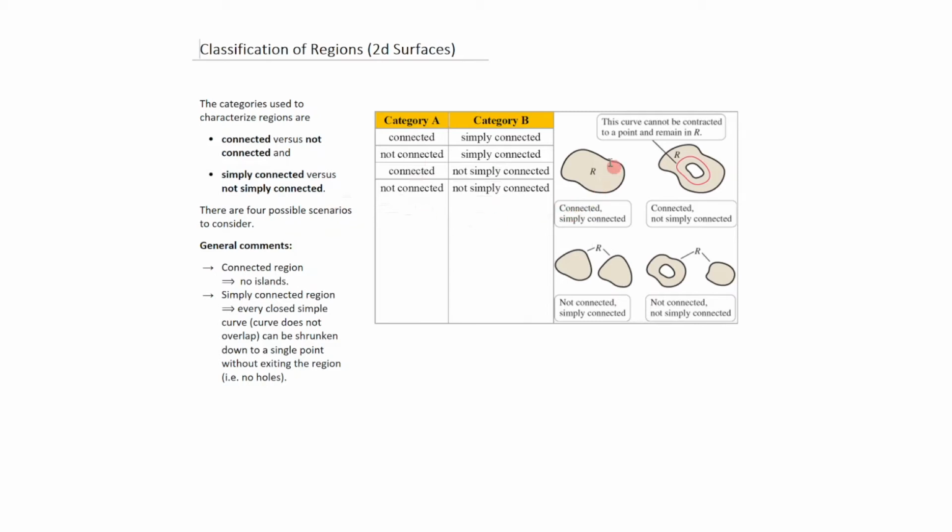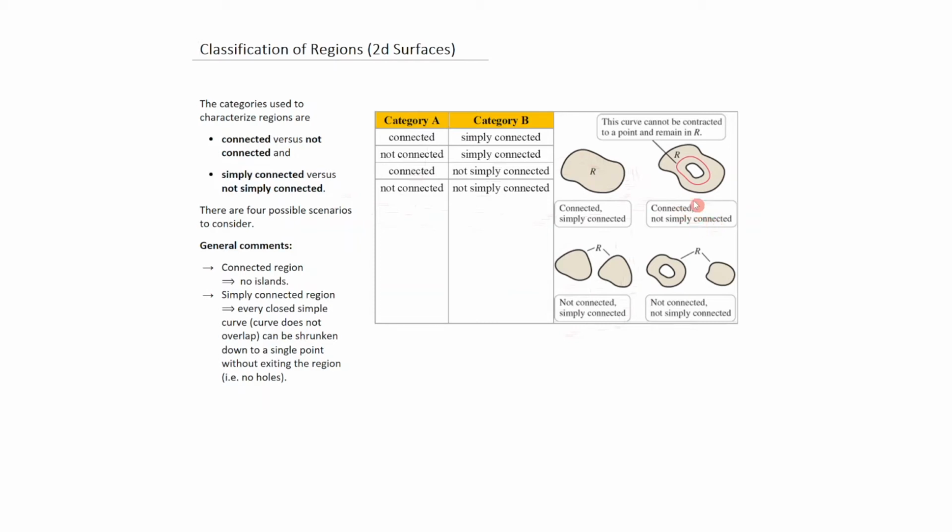So for instance, this type of region would be considered connected and simply connected. And these are the regions that we've been looking at in problems so far. This would be considered not connected and simply connected. These are like two islands, but each region, separated from each other, could be treated quite nicely. Here, on the other hand, we have something which is connected, but not simply connected.